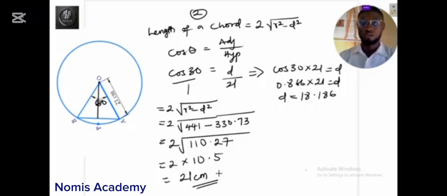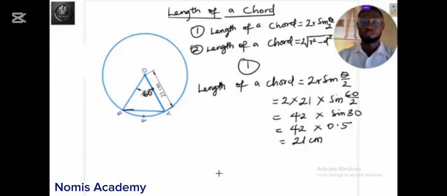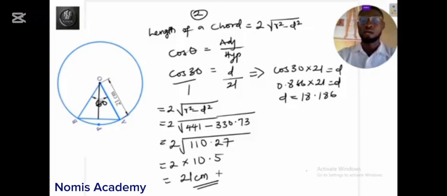So the two formulas are very correct to solve the length of a chord. When theta is given, we can prefer to use the first formula, which is 2r sine theta divided by 2. And if theta is not given, and the apothem is given, or you will have it the way we had it in the second example, you can look for the value of the apothem and then use it to calculate the length of the chord.